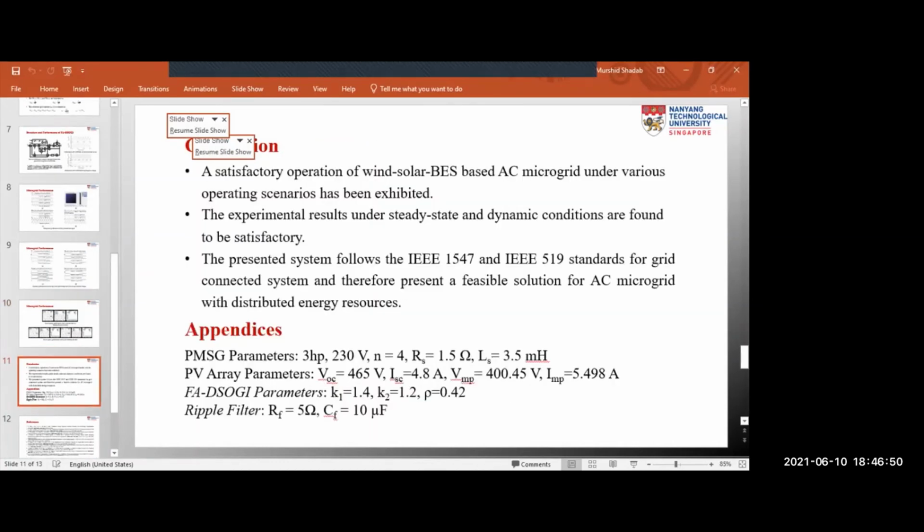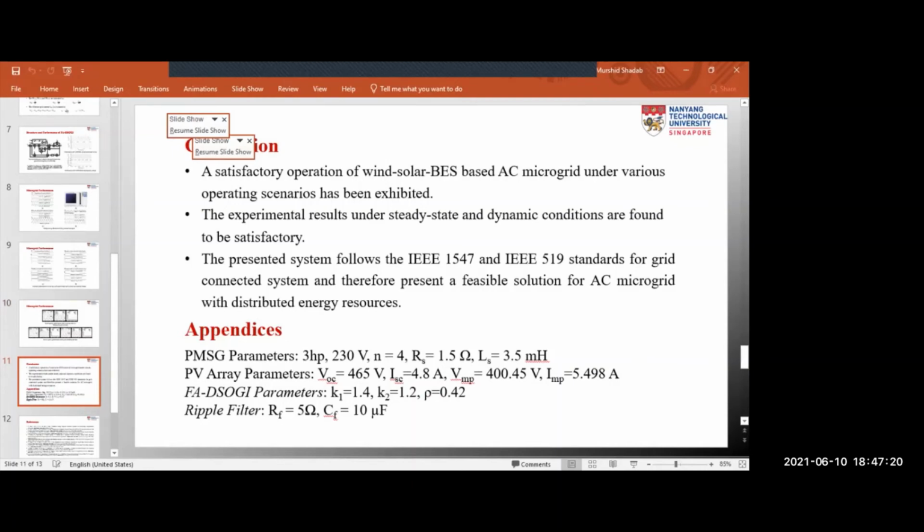These are some of the conclusions which can be drawn from this work. A satisfactory operation of wind, solar, BES based AC microgrid under various operating scenarios has been exhibited, and the experimental results under steady state and dynamic condition are found to be satisfactory. The presented system follows the IEEE 1547 and IEEE 519 standards for grid connected system, and therefore presents a feasible solution for AC microgrid with distributed energy resources.